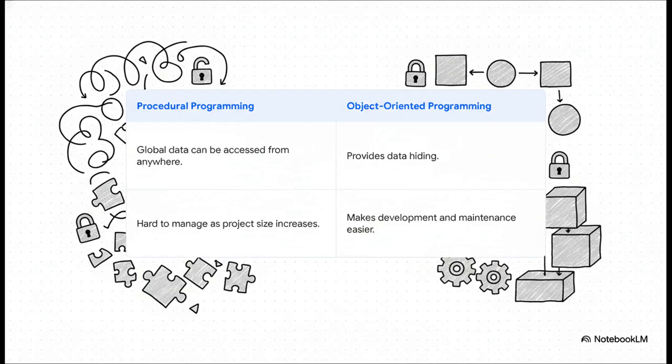So what's the bottom line here? With OOP, you get something called data hiding, which just means you don't have random bits of code accidentally breaking important information. But the real game changer is what happens when projects get huge. That old, messy way, it completely falls apart. It becomes a nightmare to manage. But the organized, modular style of OOP, it's built to scale. It makes building and maintaining massive software projects actually possible.